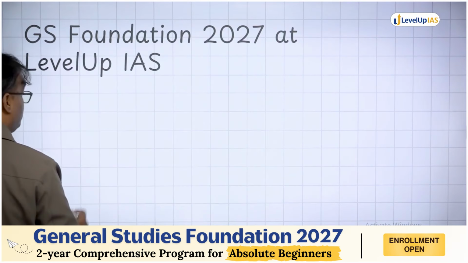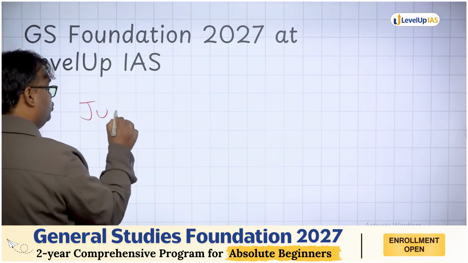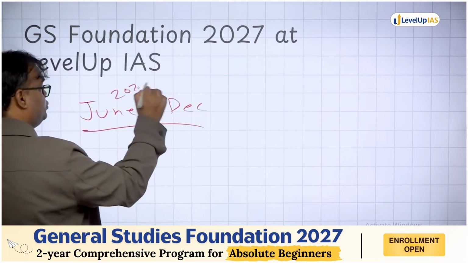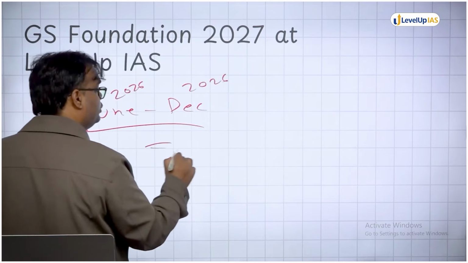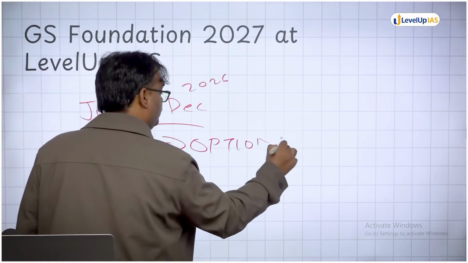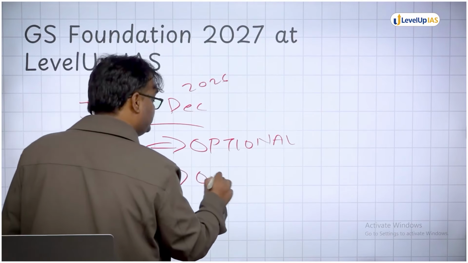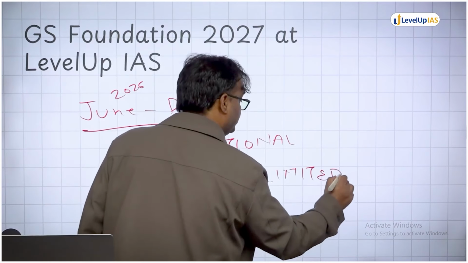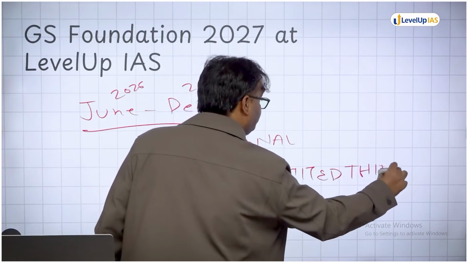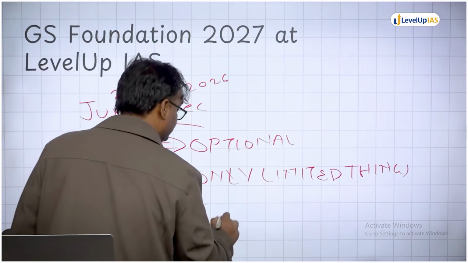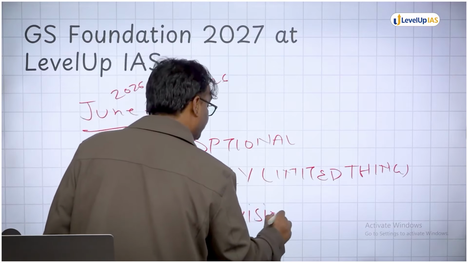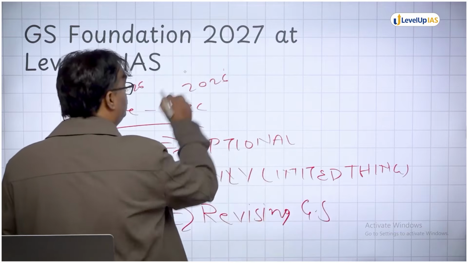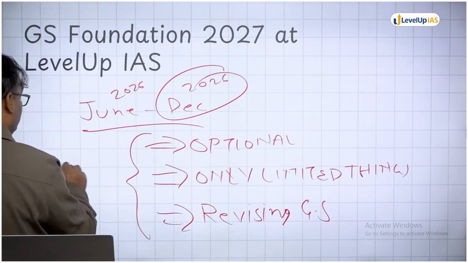Similarly, in this program only, if I go into the second phase, June to December 2026, we are asking students to focus more on their optional, and in the GS part only limited things have to be done, and there will be more focus on revising GS. Because GS हम substantially first phase में ही कर लेंगे. There is more focus on revising GS so that by the end of December 2026 you are fully prepared for mains.